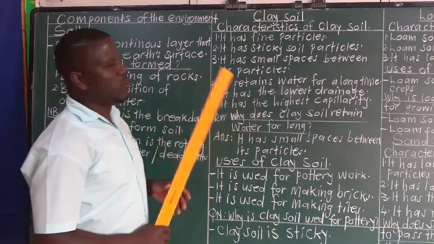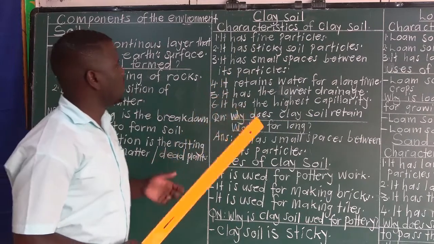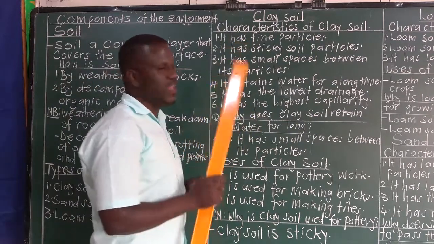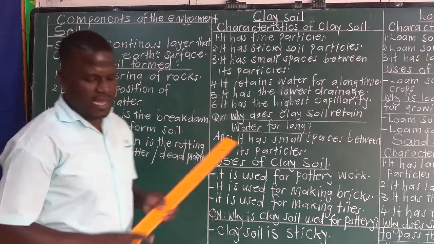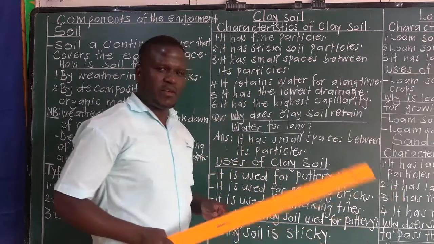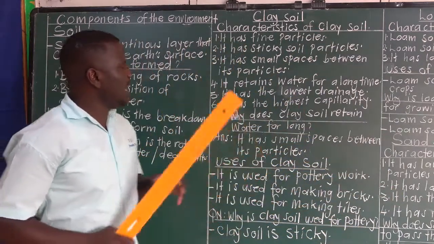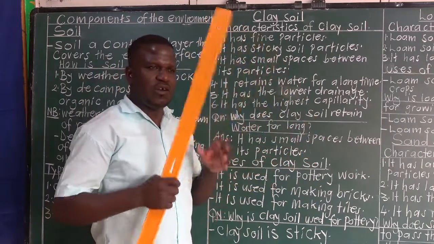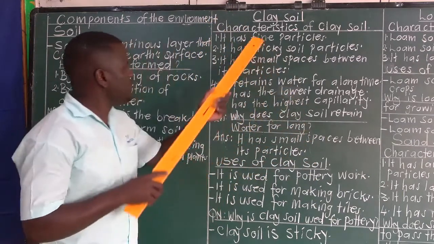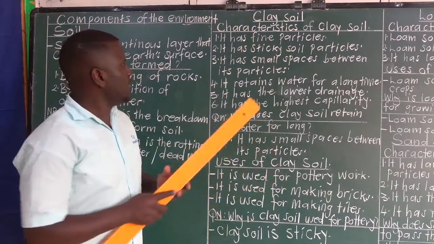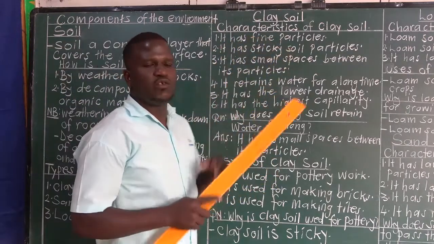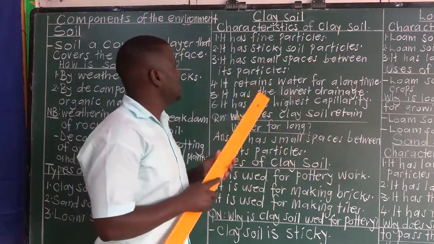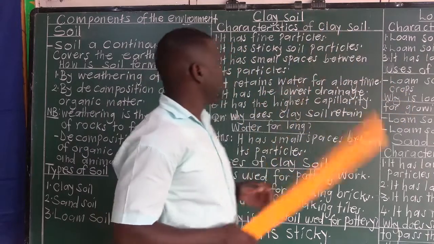Now, we shall begin by looking at characteristics of clay soil. One, clay soil has fine particles. Fine particles mean the clay soil has very tiny or small particles. So the word fine means small. Instead of saying it has fine particles, you can also say clay soil has very small particles.